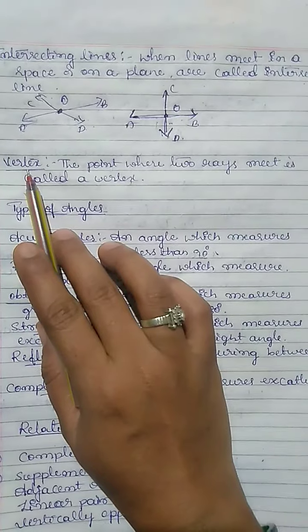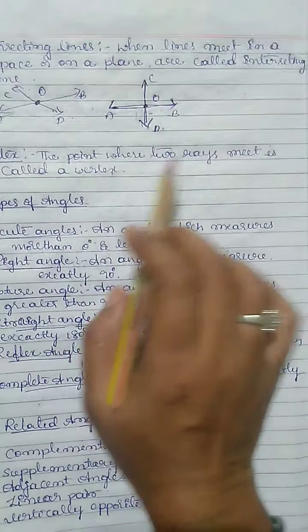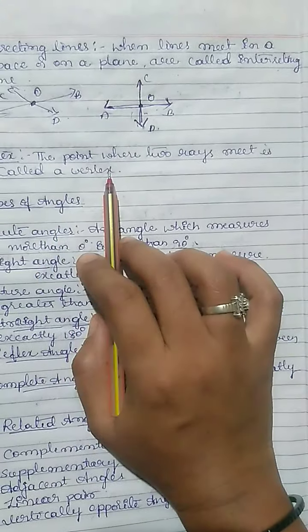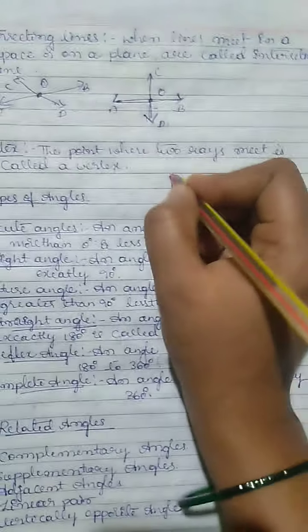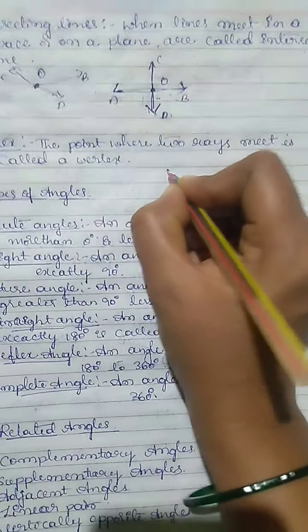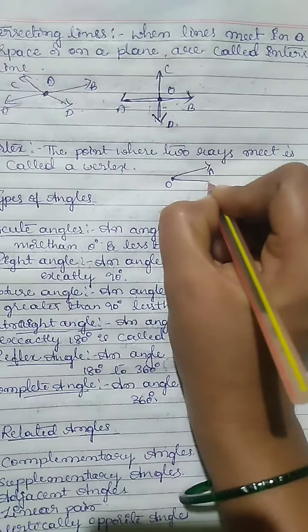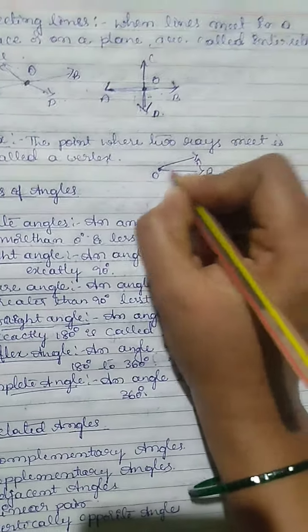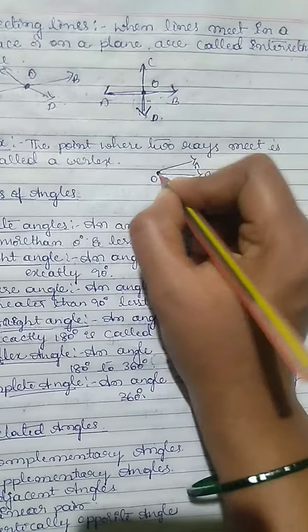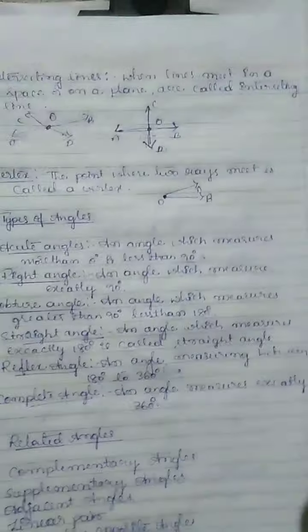Next is vertex. The point where two rays meet is called a vertex. See here, this is one ray OA and this is another ray OB. This is what we call the vertex point.